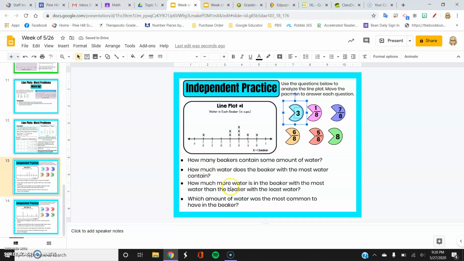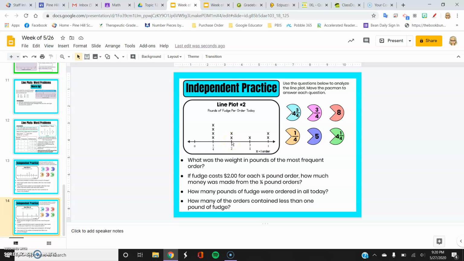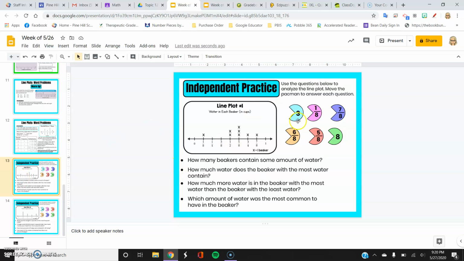Okay, so you have to read each question, and there's two. They look very similar. This one is line plot 1, water in each beaker. So there's beakers, which is like a container that scientists use in lab experiments, and you'll use them too in middle school and high school, and how much water is in each beaker. So each X is 1 beaker. How much is that beaker holding? So it says here X equals 1 beaker.